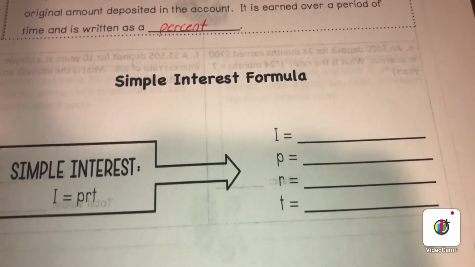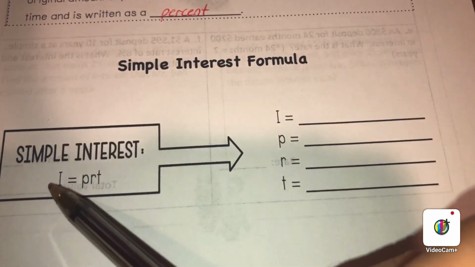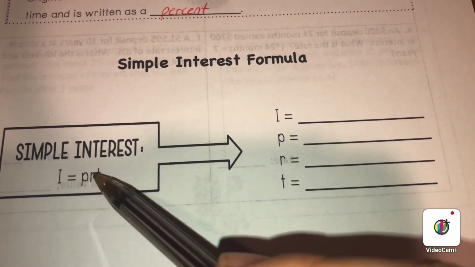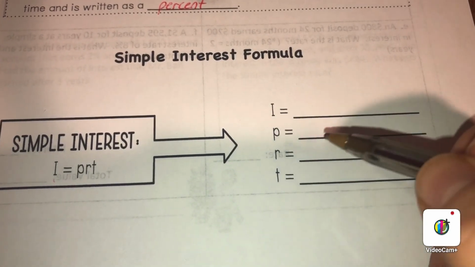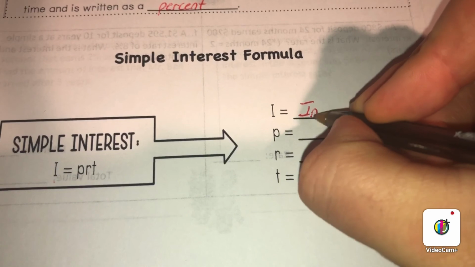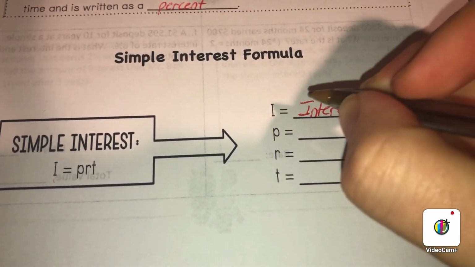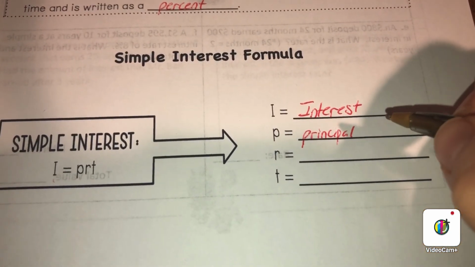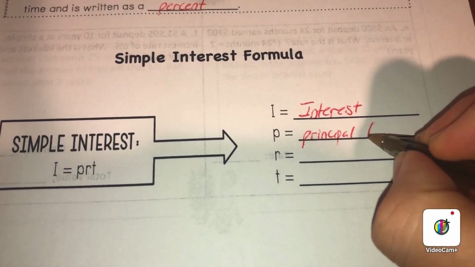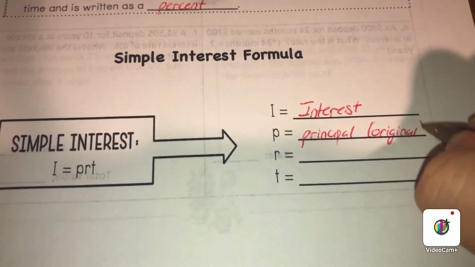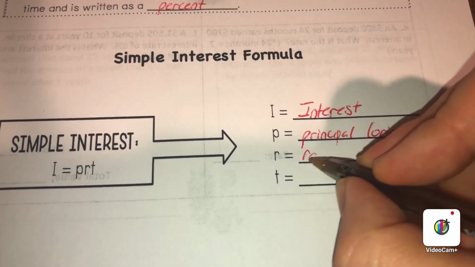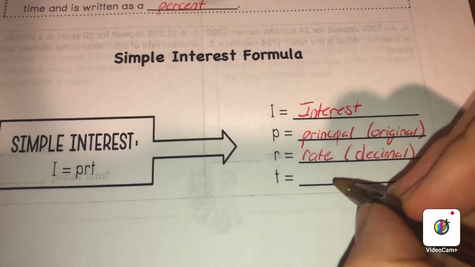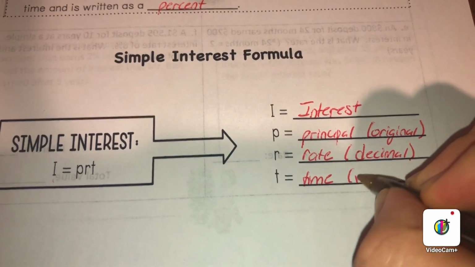So here's the formula for simple interest. I equals PRT. That's it. So you multiply P, R, and T to get your simple interest. I stands for the interest. P is the principal, so it's like the original amount. R is the rate, and we write it as a decimal. And T is the time, and that's in years.